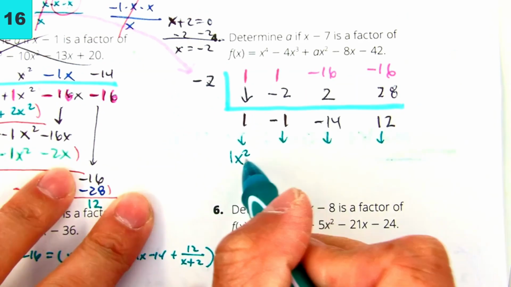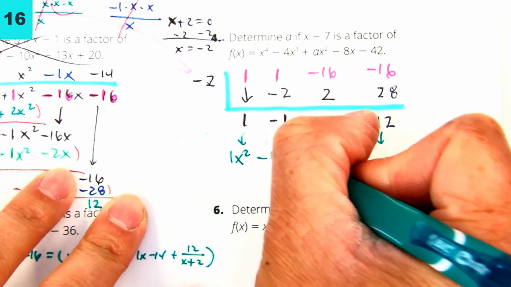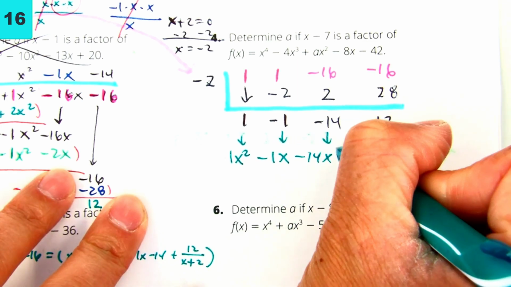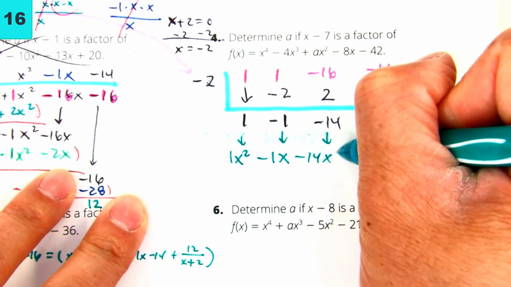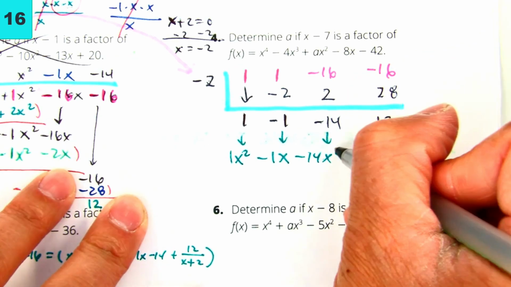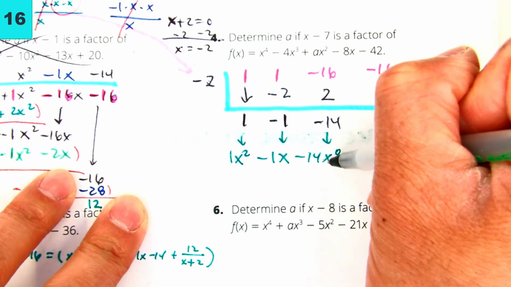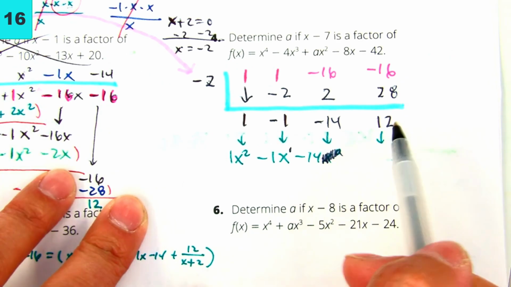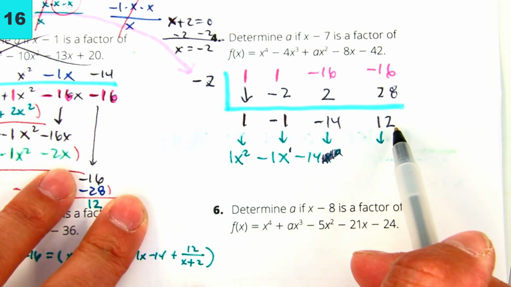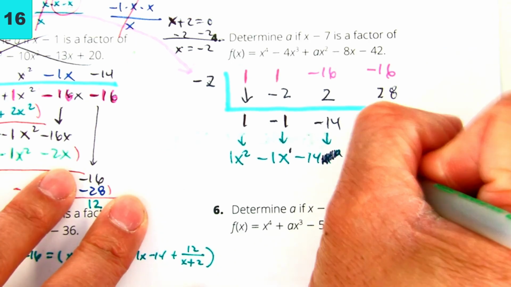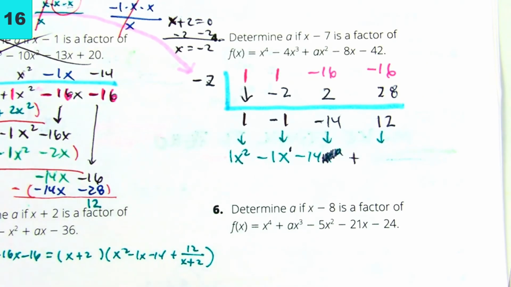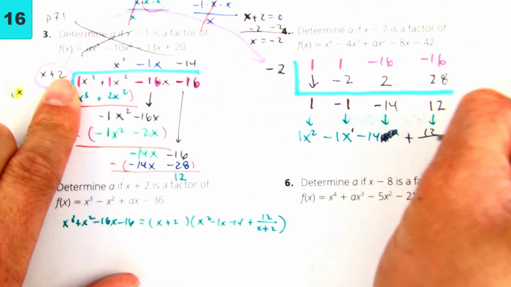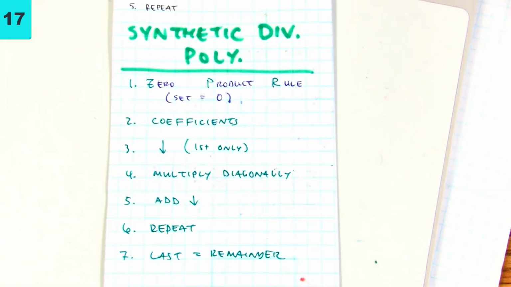And then you're just going to be descending, going down. So this is just going to be negative 1x. This one's going to be negative 14x to the 0. If I write x to the 0, that's just what number? 1. So we don't need to write x to the 0. Now, the 12, is it positive or negative? Positive. Now, do I just write plus 12? What did we do with the remainder over here? We put it over x plus 2. That we just did for long division.